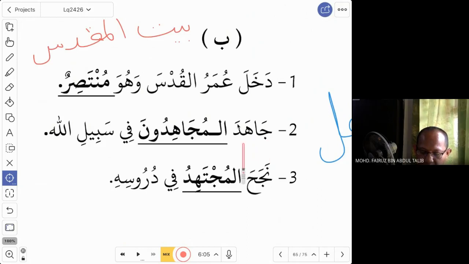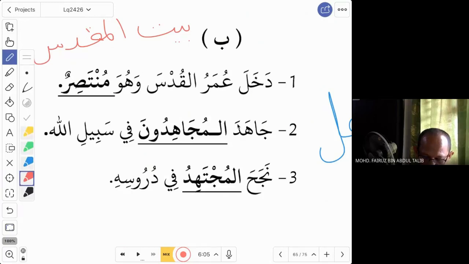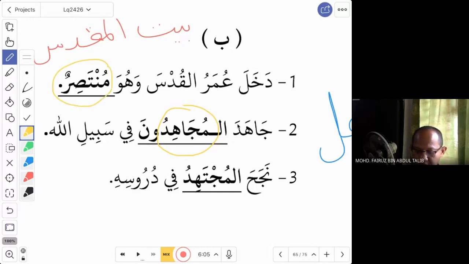Number 2, jahada al-mujahiduna fi sabilillah. The mujahidun, they fought in the path of Allah. So this mujahidun, of course, we understand people who are fighting for the sake of Islam, for the sake of Allah. We call them mujahid. So this is the isim fa'il, mujahid, up to the letter dal. The waw is because we want to use it for jama, then we change to mujahidun. But the word itself is just mujahid. The first word just now is muntasir. The second word is mujahid, another isim fa'il.